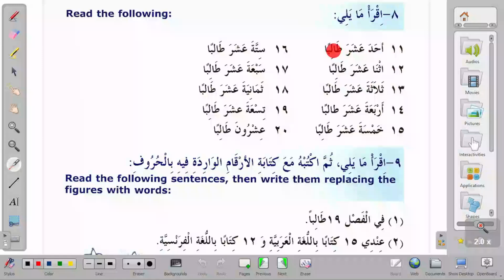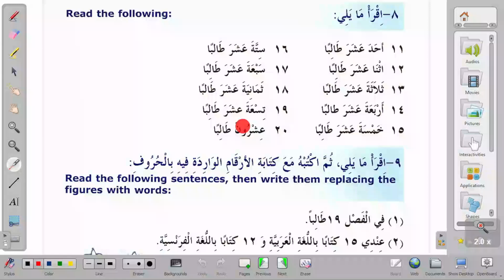So we have أحد عشر. If we are counting students, أحد عشر طالبا, 11 students. اثنا عشر, 12. ثلاثة عشر, 13. أربعة عشر, 14. خمسة عشر, 15. ستة عشر, 16. سبعة عشر, 17. ثمانية عشر, 18. تسعة عشر, 19. عشرون, which means 20. Those are the numbers.